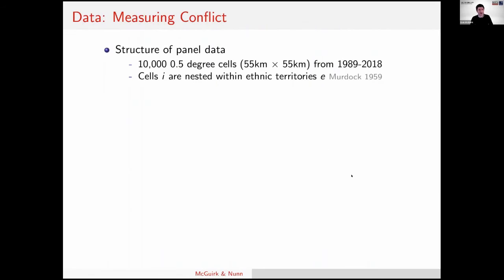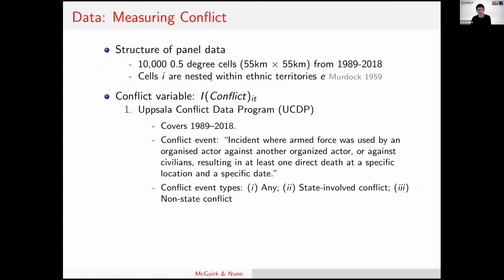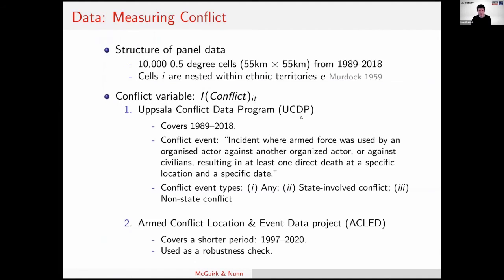Okay, straight into the data. At this point, it should be fairly routine. We're on the 0.5 degree cells, like Victoire. We have 10,000 of these cells covering Africa, and we have a 30-year period. What's important to plant in our minds now is that cells, with the subscript i, are going to be nested within ethnic territories, which we'll denote by e. Our conflict variable is just an indicator for the incidence of conflict in a given cell-year. We're going to prefer the UCDP data because that covers 30 years, but we'll also show what happens using the ACLED data.